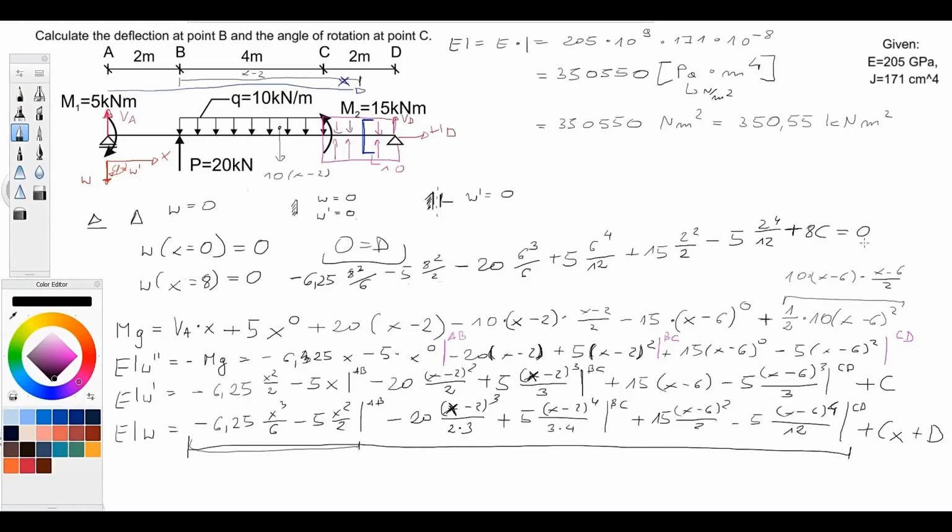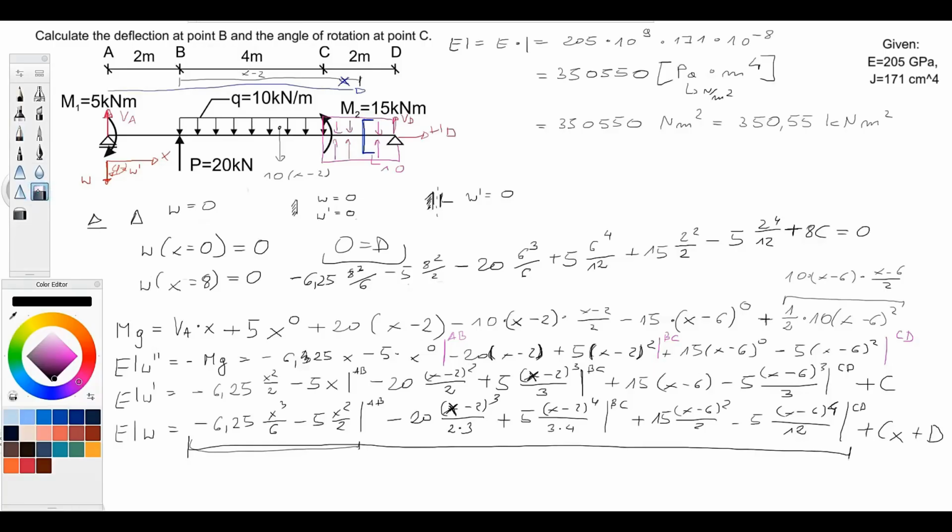And now we calculate C, so we input it into the calculator. We get like this: minus 6.25 times 8 to the power of 3 divided by 6. Subtract 5 times 8 squared divided by 2. Subtract 20 times 6 to the power of 3 divided by 6. Add 5 times 12 to the power of 4. Add 15 times 2 squared divided by 2. Subtract 5 times 2 to the power of 4 divided by 12. We get minus 850. Running out of space a bit.